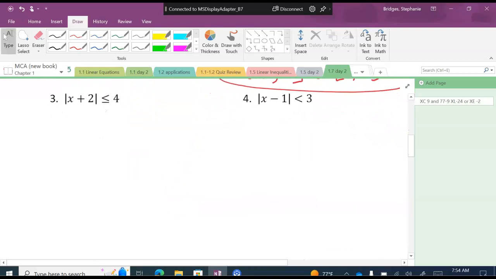Let's take a look at these two. If you'll write number 3 down, we're going to work through this one together, and then I'll let you try 4, and then we'll get into some special cases.